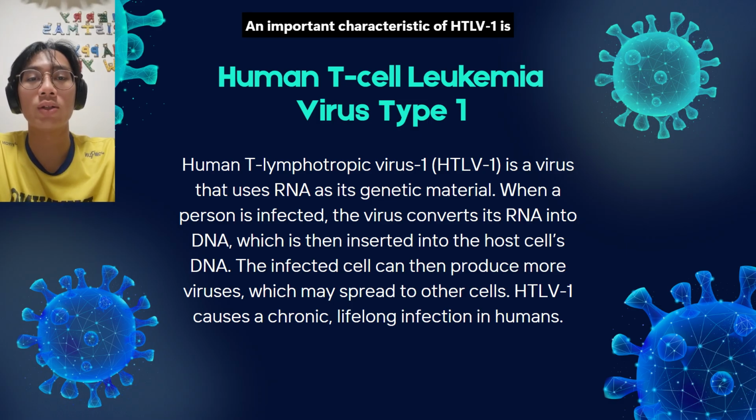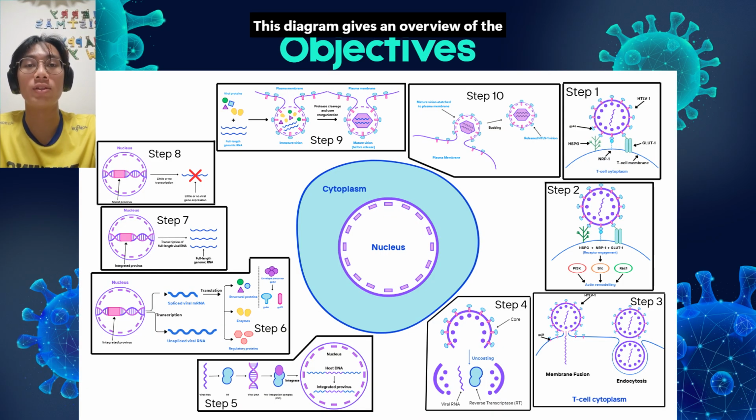An important characteristic of HTLV1 is that it causes a chronic and lifelong infection, which is closely related to its ability to integrate into the host cell genome. This diagram gives an overview of the HTLV1 life cycle.